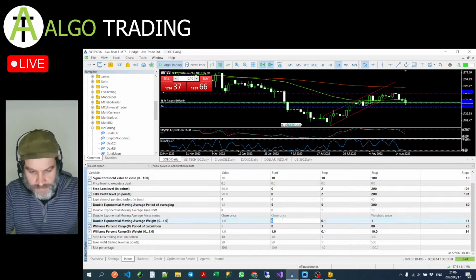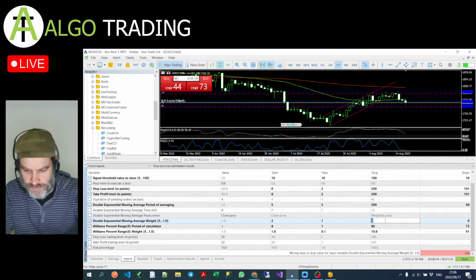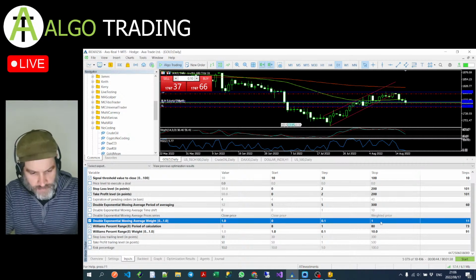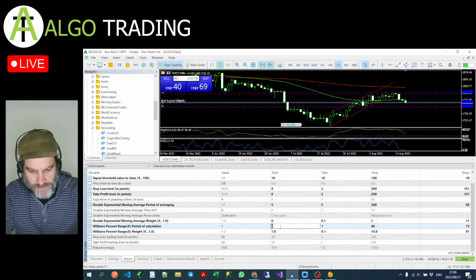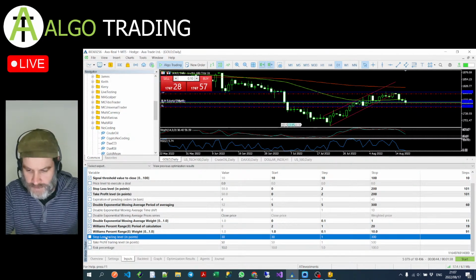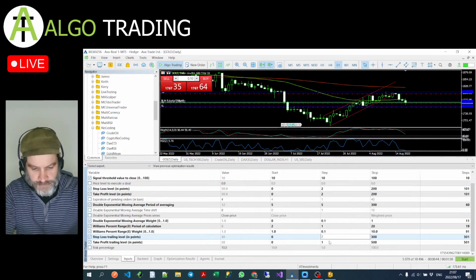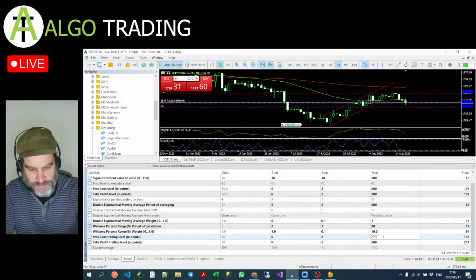The Williams will start at 2, go up in 1 and go to, no, sorry, that's the weight. I'm just doing the stupidest things tonight. Start that at 0. We'll go up in 0.1 and we'll go to 1. Now the period of calculation, so that will start at 2, 1, and we'll go to 20. The weight, that's fine. Stop loss levels, again we'll start at 0. Let's go steps of 2, and we'll go to 200.